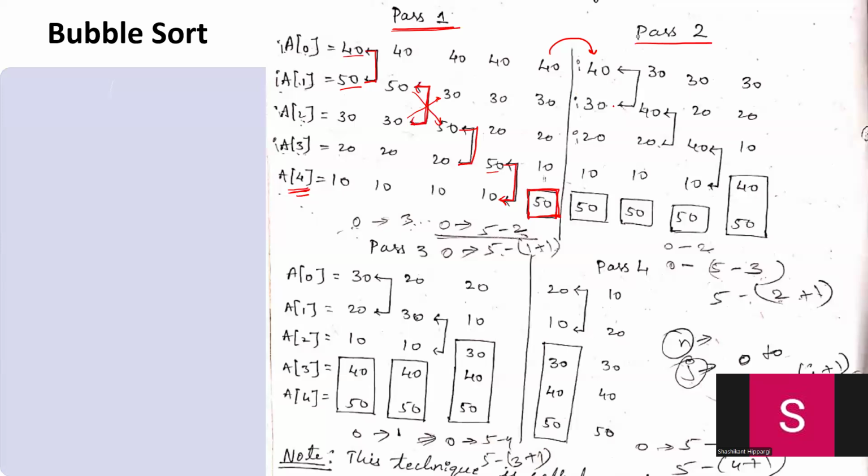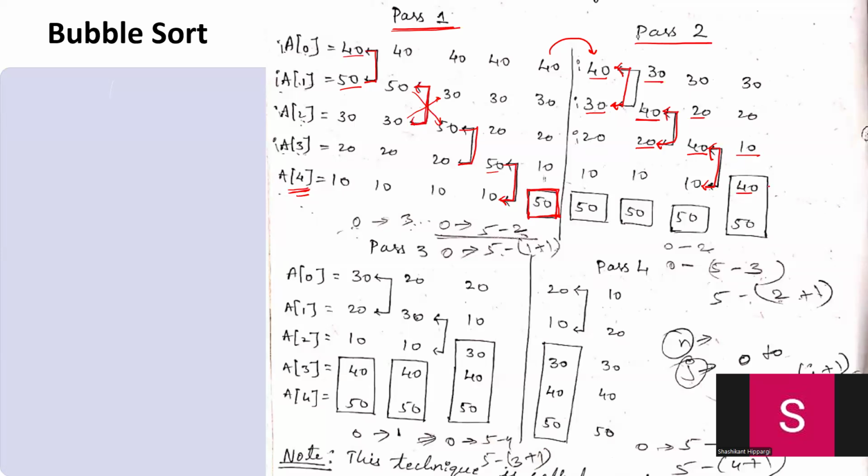Again, in pass two, we follow the same procedure. The first element is compared with the second element. The second element is smaller than the first one, so we exchange them. Then the second element is compared with the third element. 20 is smaller than 40, so we exchange them. Then the third element is compared with the fourth element. 10 is smaller than 40, so we exchange them.